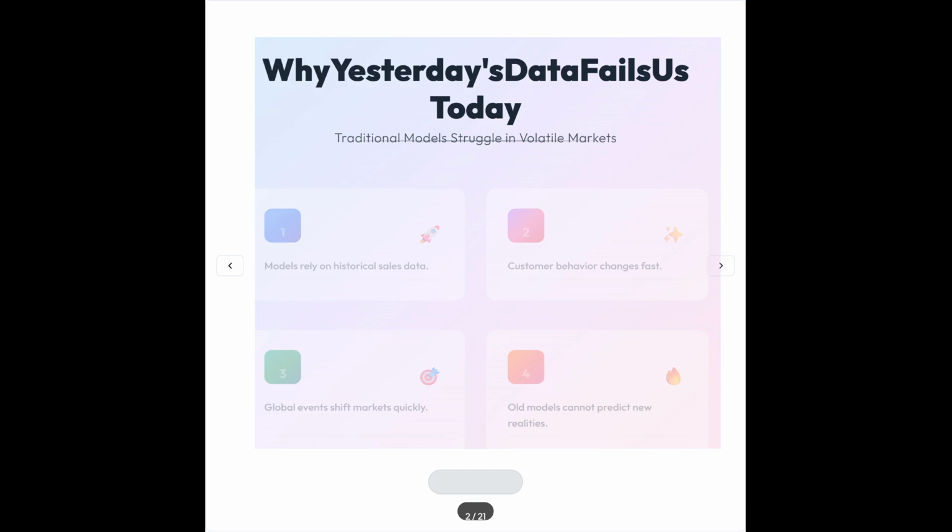The main problem with forecasting is simple. Most models use old sales data to try and guess the future. This worked fine when the future looked a lot like the past. But things are different now. Customer behavior changes very quickly. New competitors can appear overnight. Global events can change your entire market in just a week.